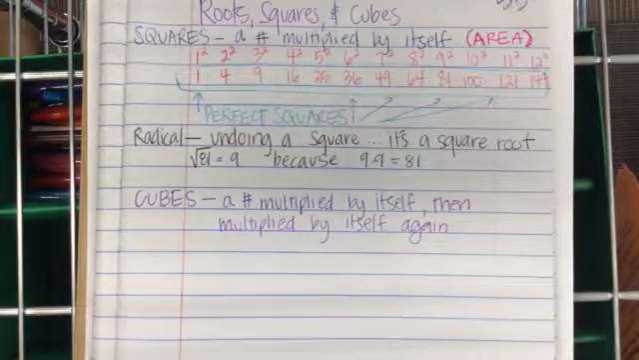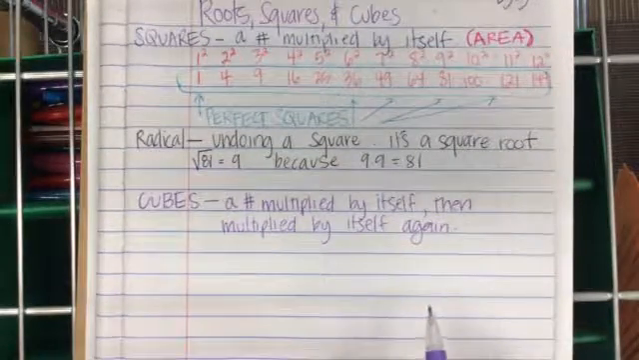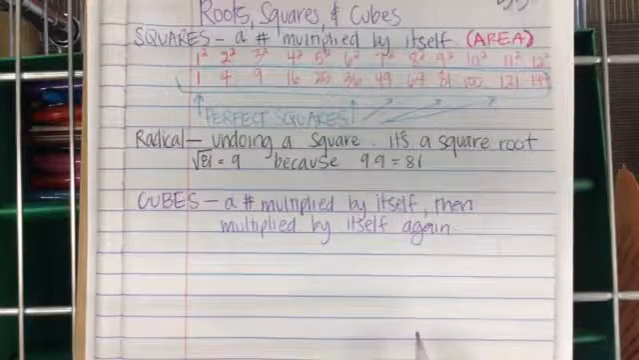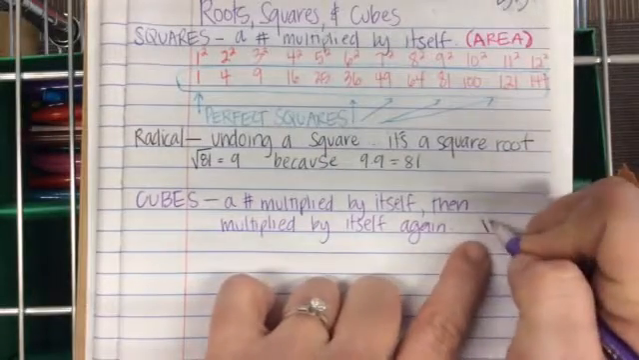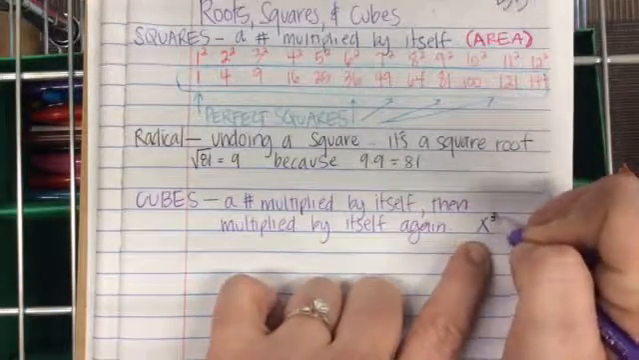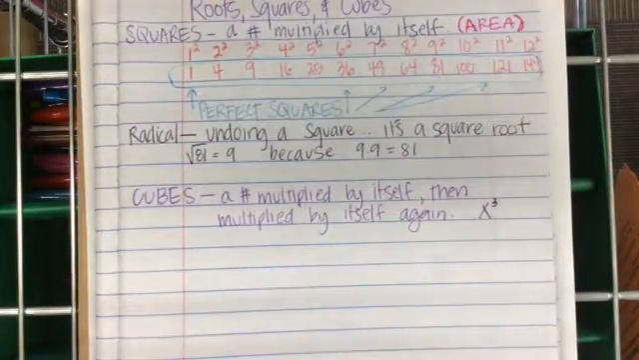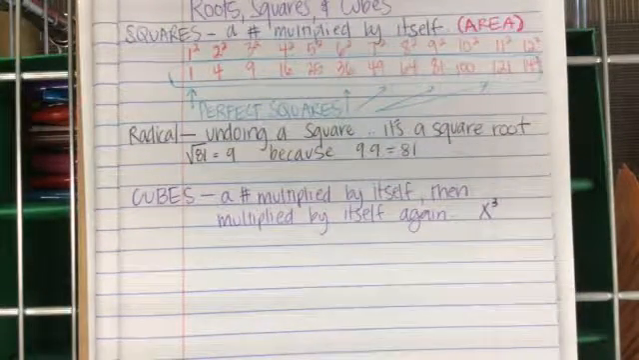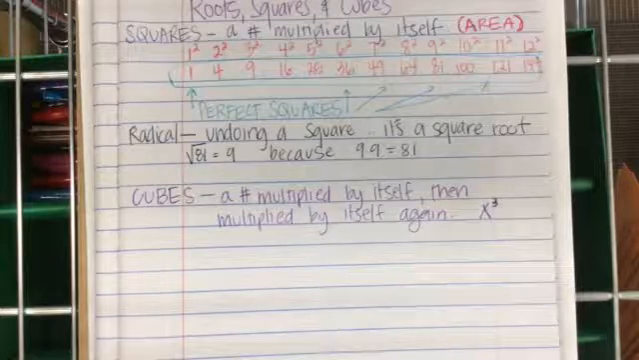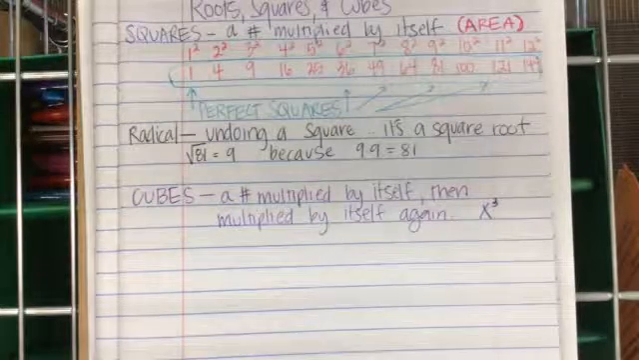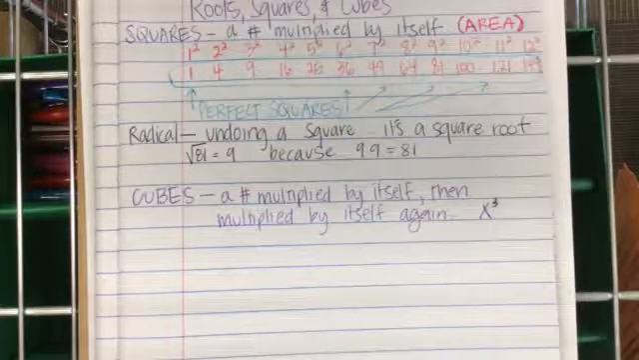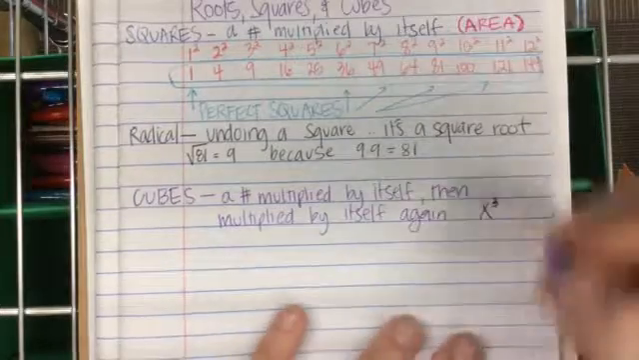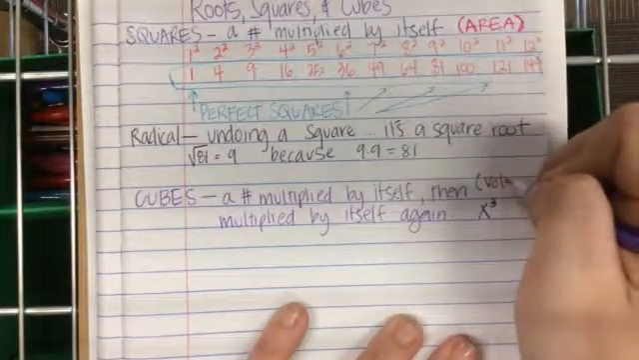Again, it's multiplied by itself, then multiplied by itself again. Ladies and gentlemen, it looks like this. It's an exponent of 3, because it's a three-dimensional shape. It has a length, it has a width, and it has a height. So this is called volume.